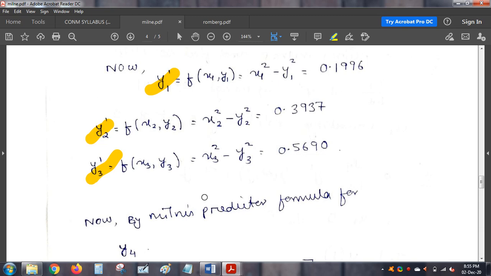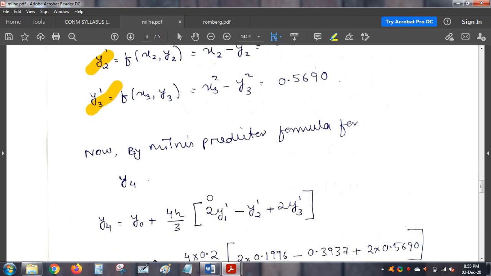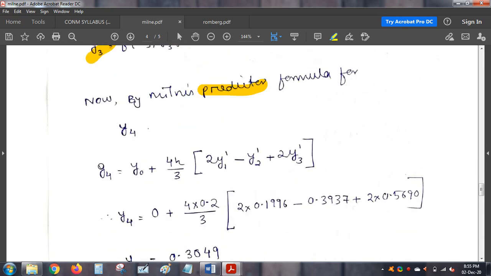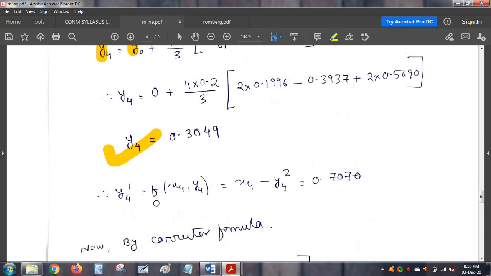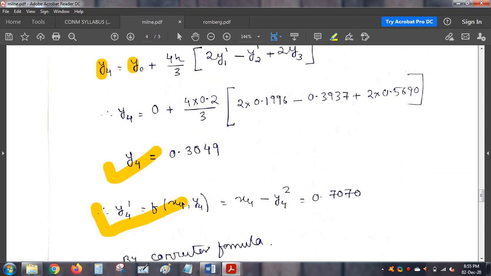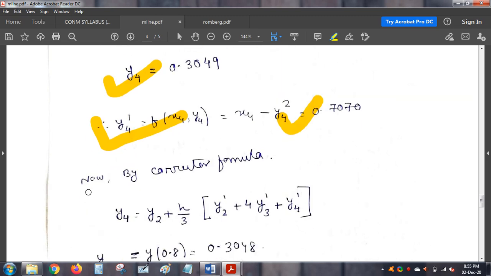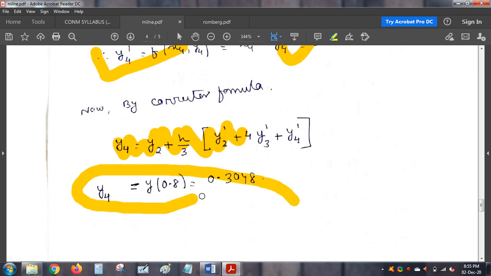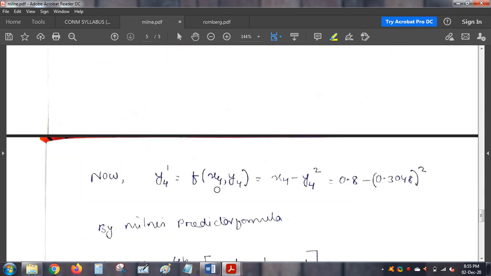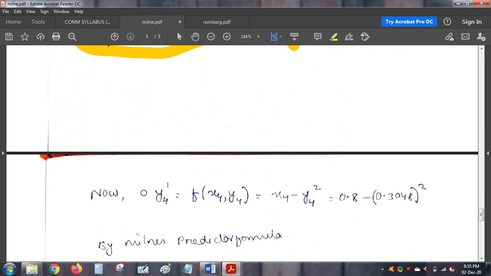Now you have everything. Then you can easily calculate using Milne's predictor formula. You can calculate your y4. Just use the formula, put the values, and you can calculate your y4. Once you know your y4, you can then know what is your y4 dash. Just put this x4 and y4 and calculate y4 dash. Then use the corrector formula to calculate your y4. Just correct your y4 using the corrector formula. Just put the values and you can calculate. So you have your y4. Once you have your y4, just calculate your y4 dash using the formula.